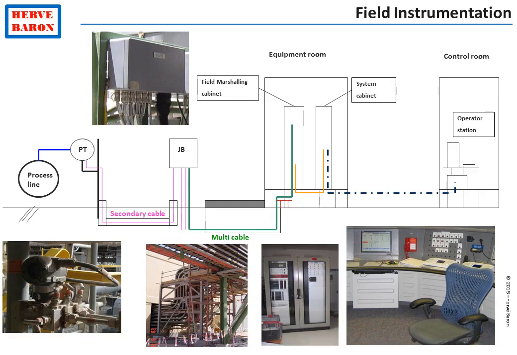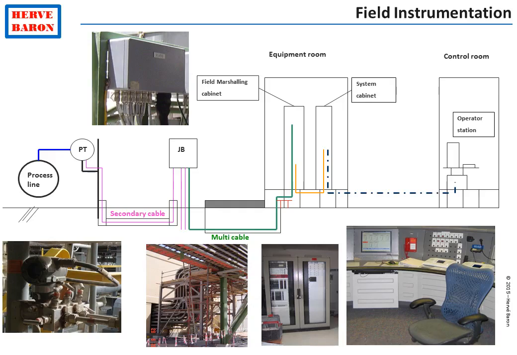This synoptic shows all instrumentation and automation hardware, including the instruments connected to the process lines, the secondary cable or unit cable, one pair cable connection of the instruments to junction boxes, the connection of the junction boxes by means of a multi-core cable to the marshalling cabinet in the instrumentation equipment room, as well as the fiber optic connection from the instrumentation equipment rooms to the control room.